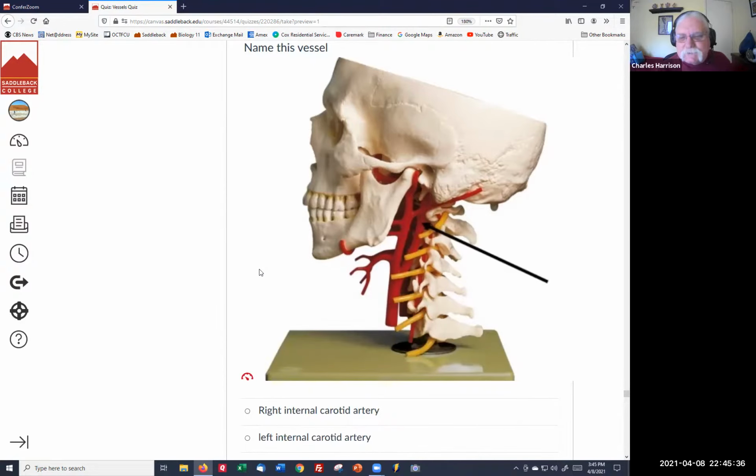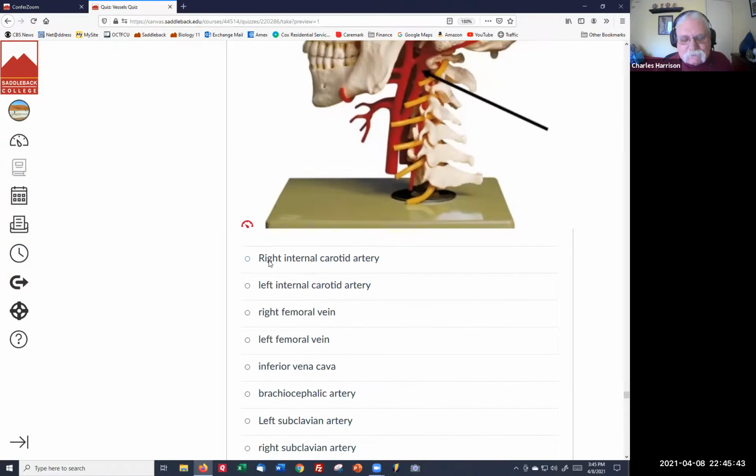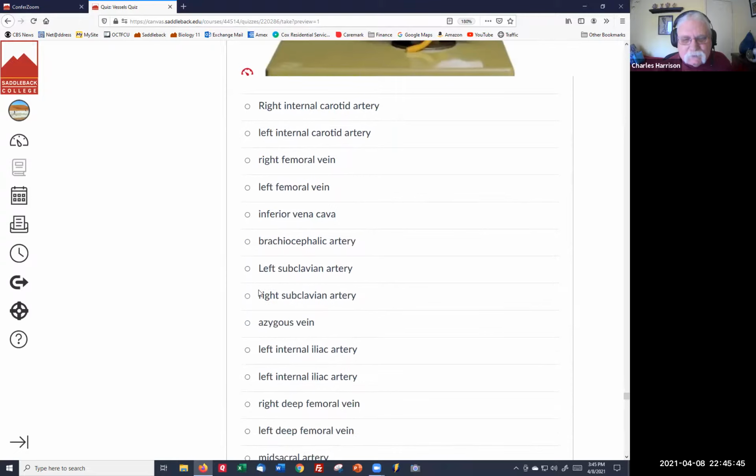Name this vessel. This is the internal carotid, and it's on the left side. Left.